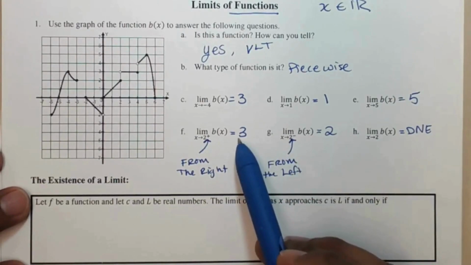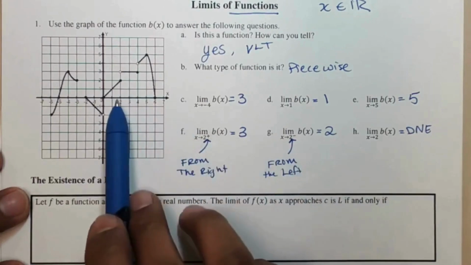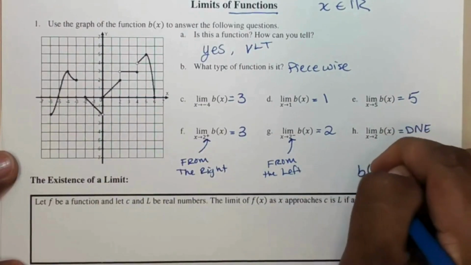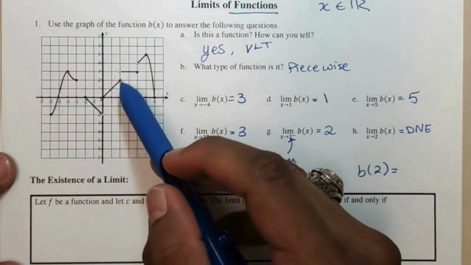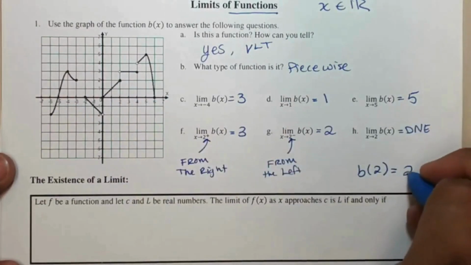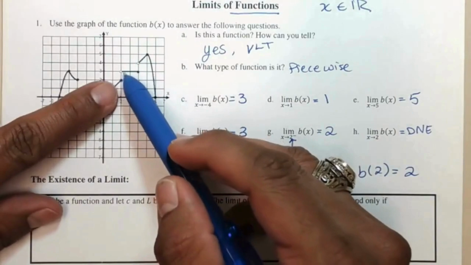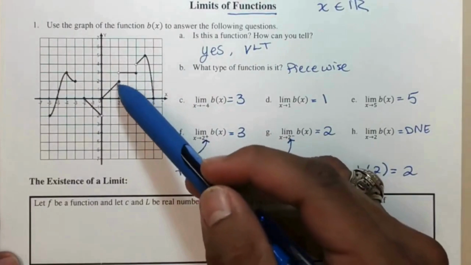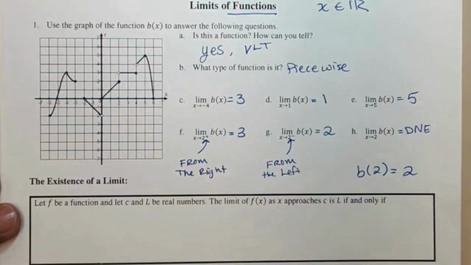So why doesn't this limit exist? Well, because I'm approaching 2 different outputs with the same input. If I were talking about what is f at 2, that's going to be different. This graph is defined at 2 when my input is 2. So my limit doesn't exist because it's approaching 2 different numbers from the right and the left. But the function does have a value, since there is a closed circle at 2.